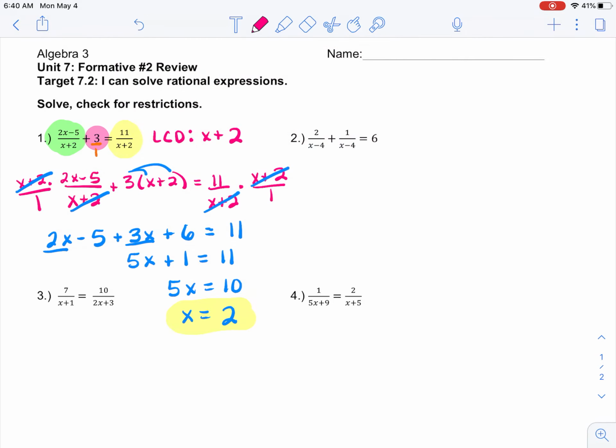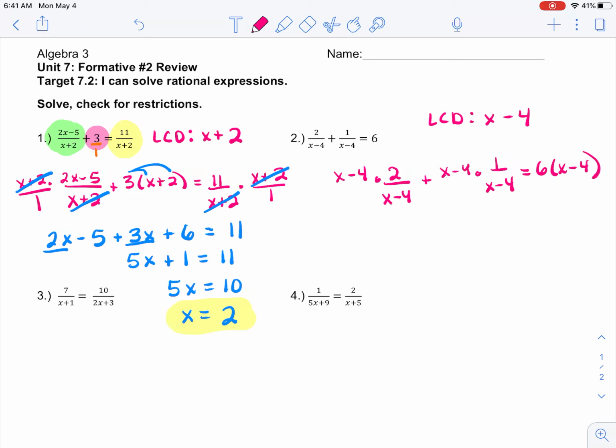So let's try another one over here. Notice that we have a denominator of x minus 4. And so the LCD is x minus 4. And so I'm going to start by multiplying every term by x minus 4. So x minus 4 times the first fraction plus x minus 4 times the second fraction equals 6 times x minus 4.